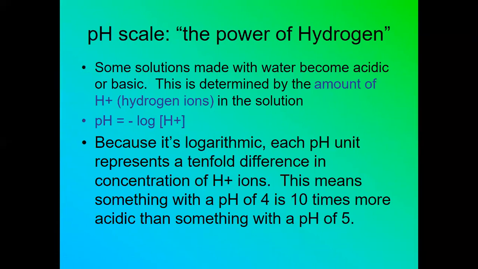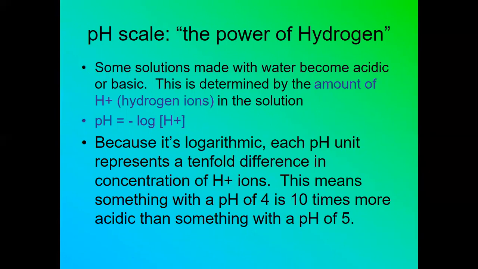The pH scale is called the power of hydrogen scale. And with the power of hydrogen, if you add more H pluses, you end up with an acid, which is something that is under the number 7. If you have more OH negative ions, you end up with something that is basic, or something that is higher than the number 7. Now, the pH scale is what we call logarithmic.